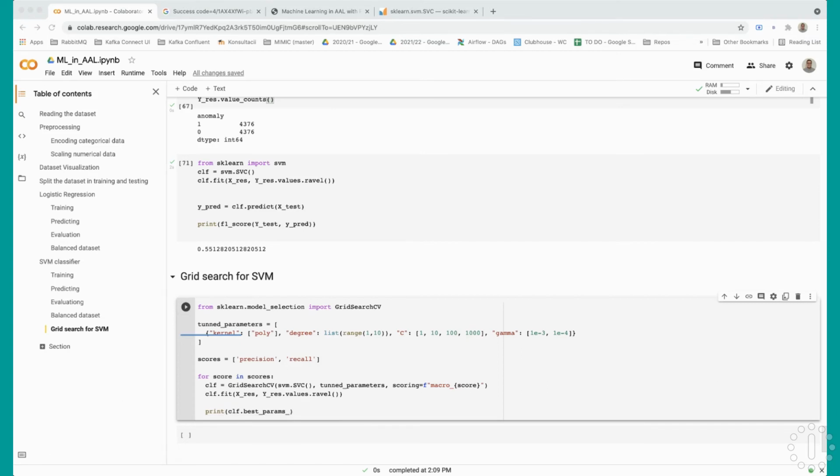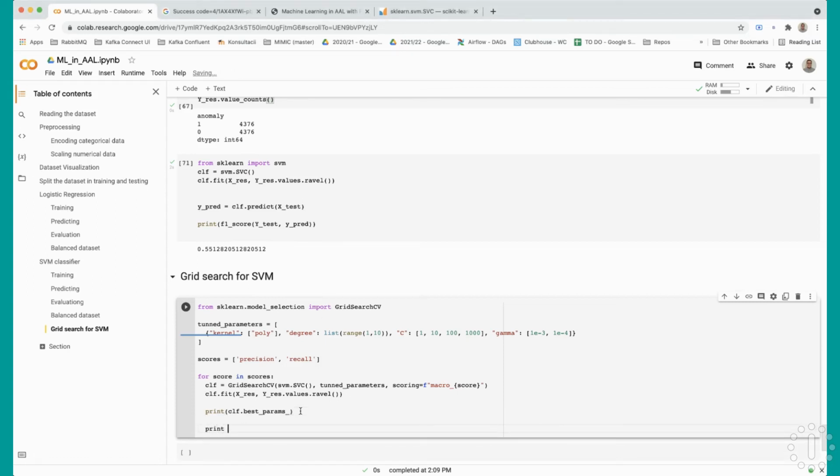We can get the cross-validation results as well. We can get them as CV results, actually, with the underscore.